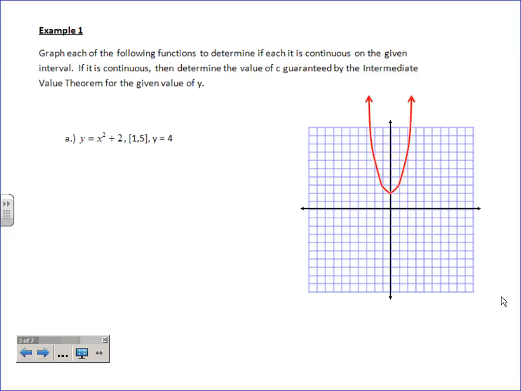And what interval am I concerned with? I'm not worried about the whole graph. I'm only concerned about 1 to 5. So what I normally do, and you don't have to, is I say, okay, I'm concerned about from here. Well, there's 1, 2, 3, 4, there, right? That's what I'm concerned about.